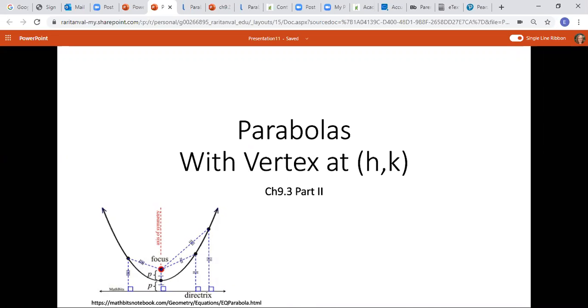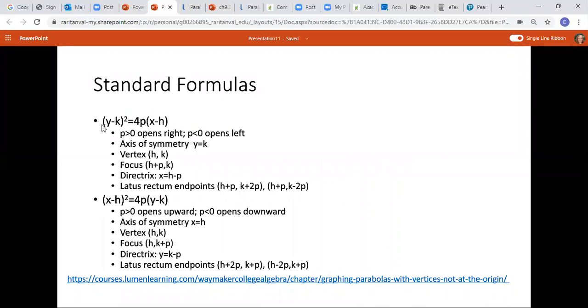So when we're characterizing parabolas and identifying them, we want to find the focus, the directrix, the vertex, and a couple of points on the parabola, which we usually do with the latus rectum. Okay, so we have two standard forms of parabolas. We have (y - k)^2 = 4p(x - h), and we have (x - h)^2 = 4p(y - k).